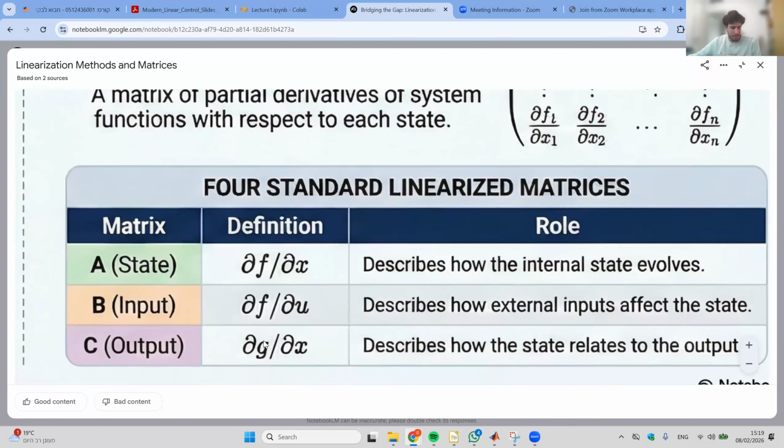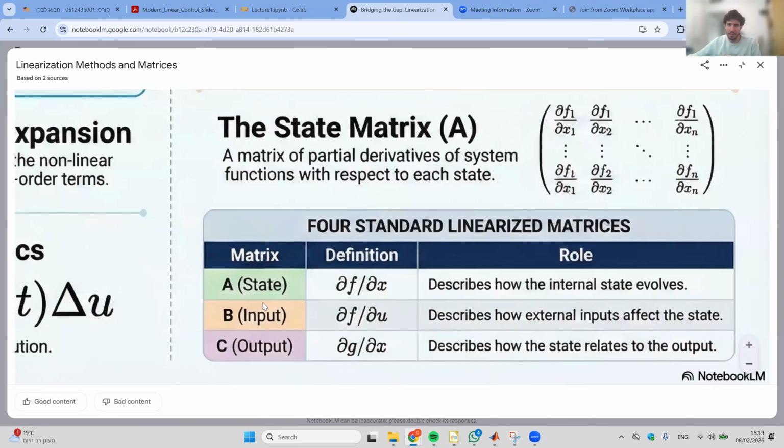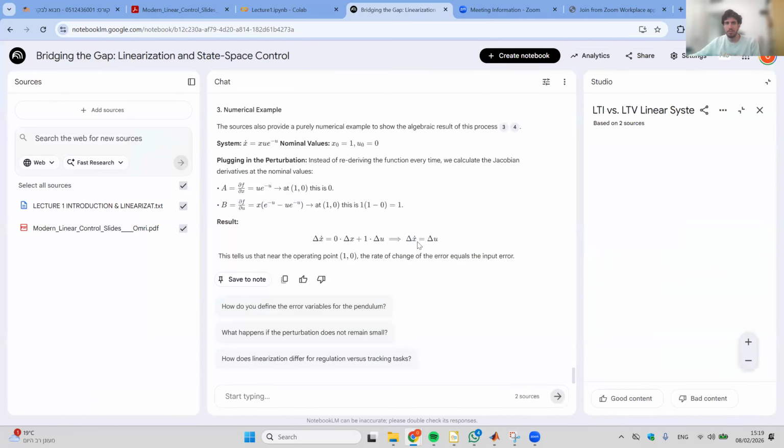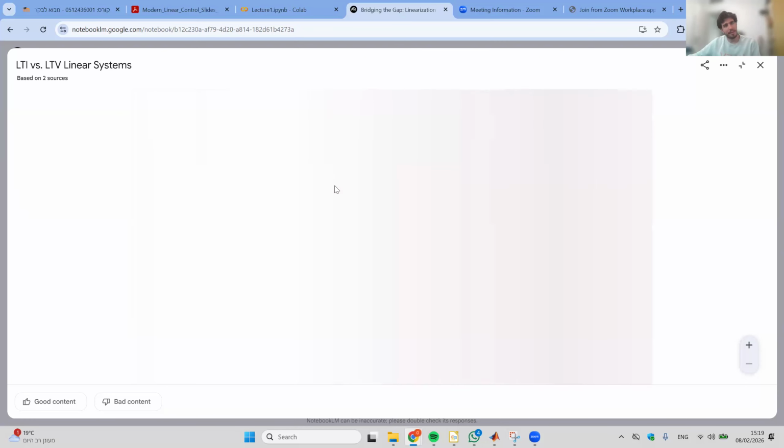And the output is also very, very similar. So this is linearization. Now, moving on to our systems. We spoke about LTI systems and LTV systems. Let's see what's the difference.